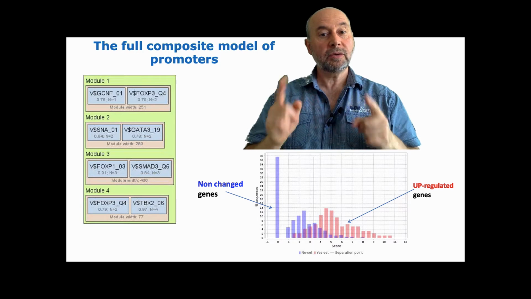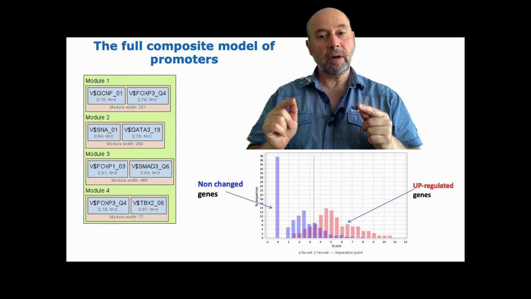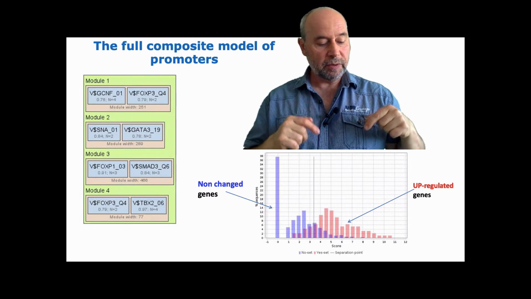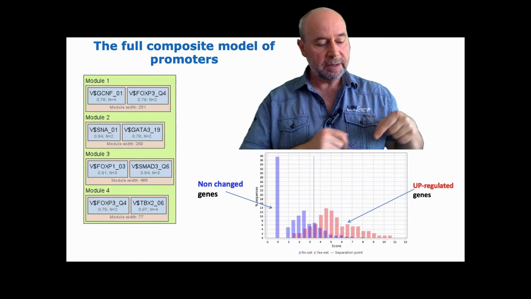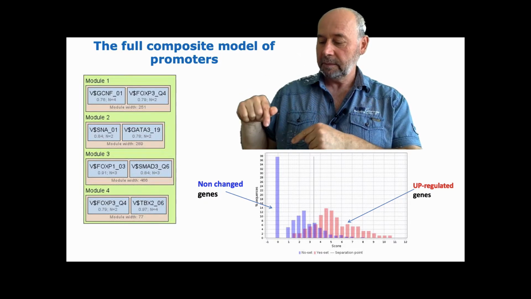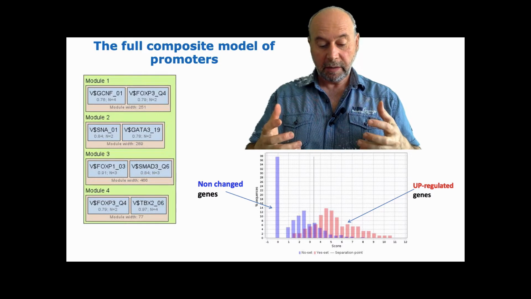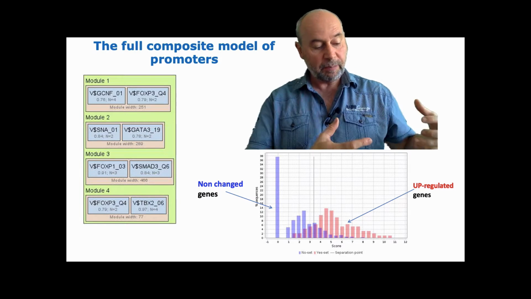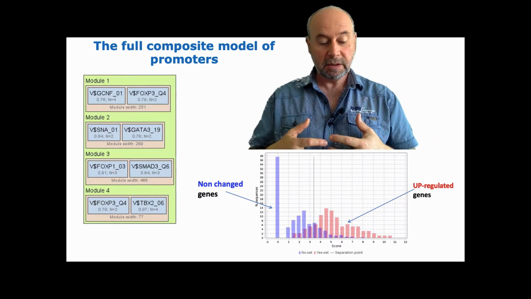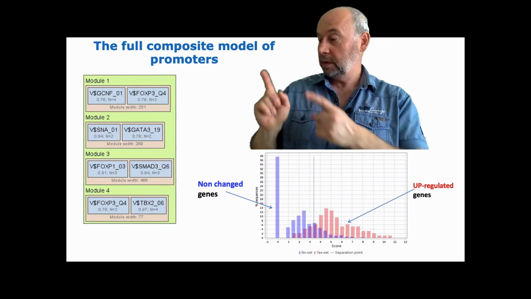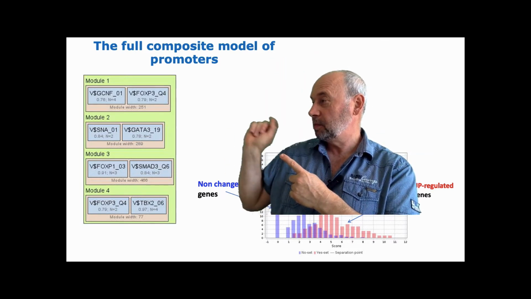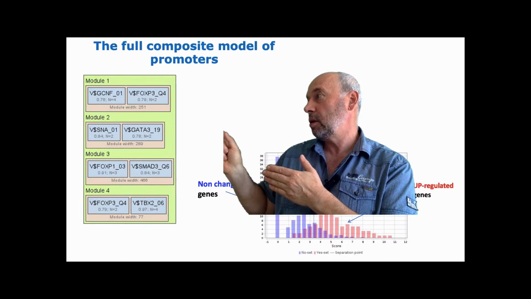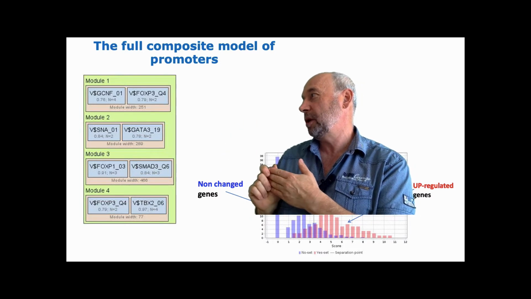At the end, we calculate the score for each promoter of the upregulated genes, and then we put these scores on this histogram. As you can see, we put the score for the upregulated genes here, the red ones, and the score for the non-changed genes here, the blue ones. Then our algorithm searches for combinations of motifs that maximally discriminate the upregulated genes from the non-changed genes. At the end, we build this model, which has these motifs, their combinations, the distances between them, and the score cutoff for each motif.